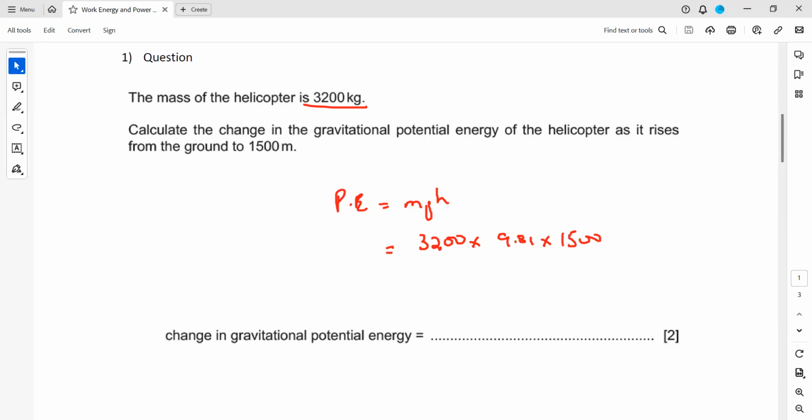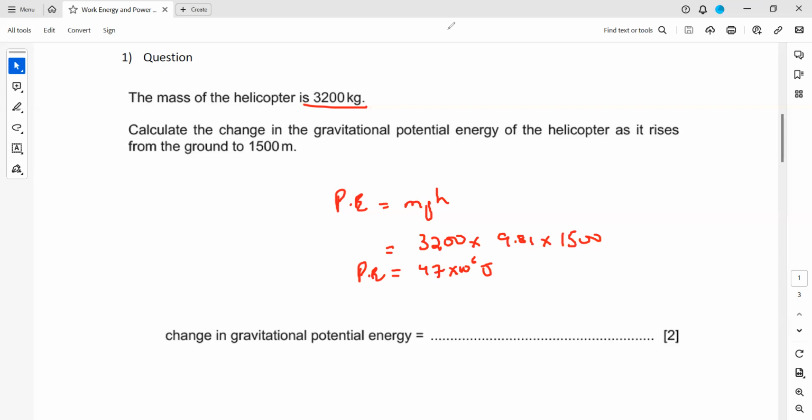So when we multiply all these factors, 3,200 times 9.8 times 1,500, this will give us an exponent like 47 exponent 6 joules. So that's the potential energy.